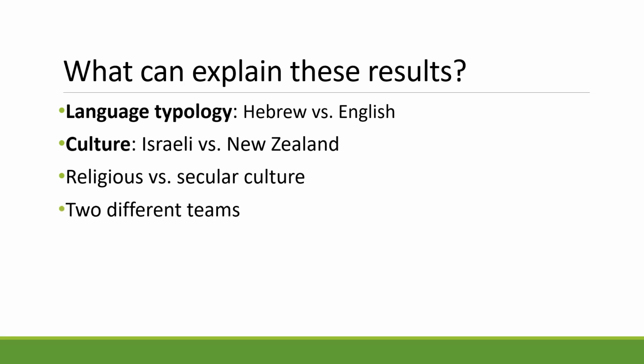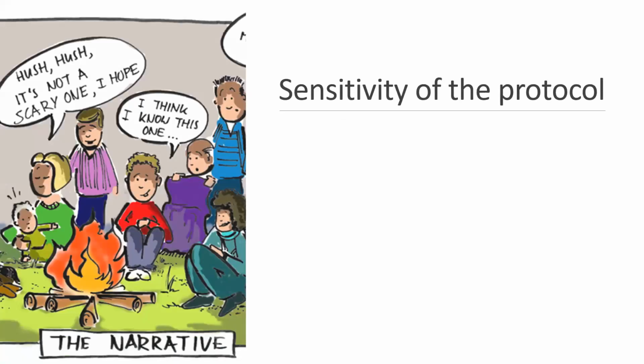In addition, it is important to note that two different teams analyzed the Israeli and the New Zealand stories. The possibility that this had an effect on the results cannot be ruled out. One of the aims of the present study was to examine the sensitivity of the protocol. The results may indicate that the macrostructure codes, at least, are sensitive to subtle differences that may exist between groups of children, such as young children from two Western nations.